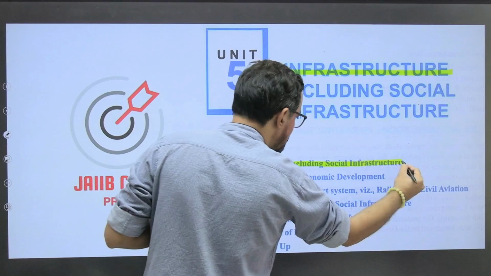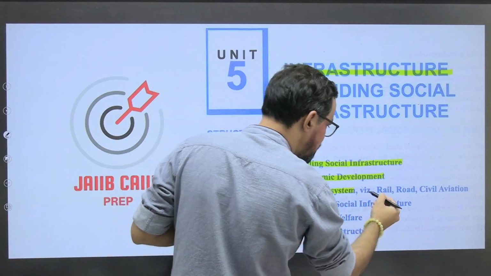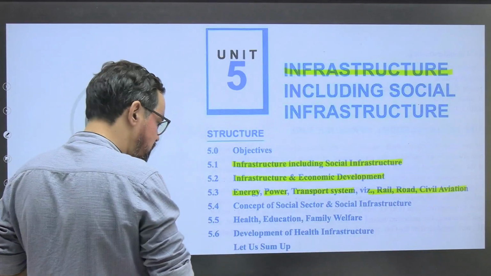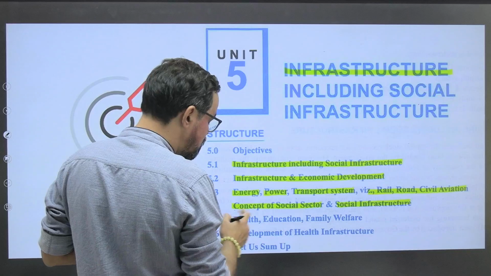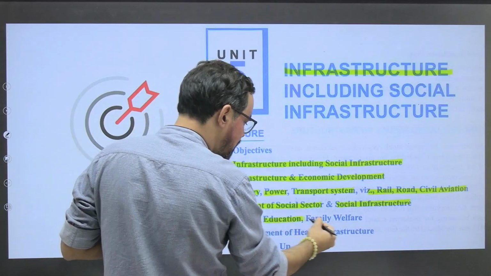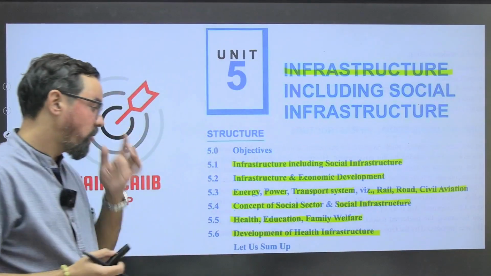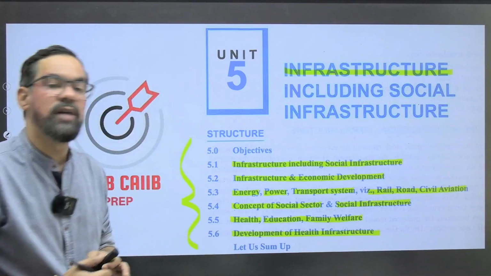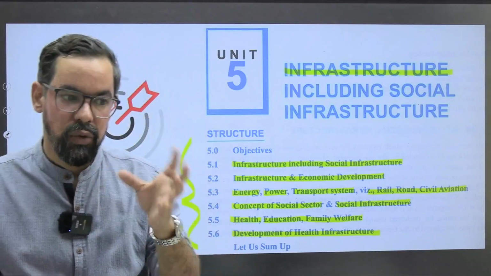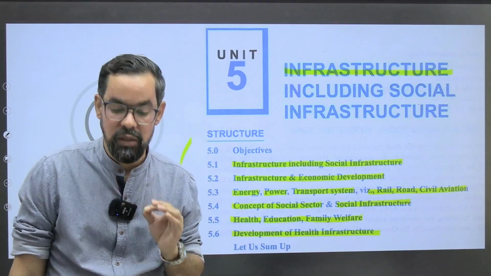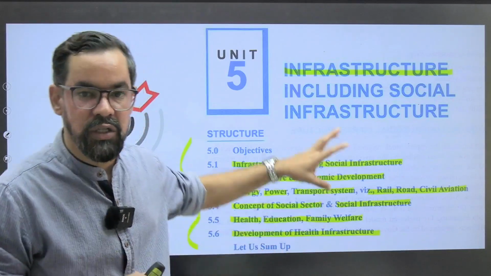Infrastructure including social infrastructure, infrastructure and economic development, energy, power, and transport, which includes railways, roads, and civil aviation. Then the concept of social infrastructure, the social sector and social infrastructure, healthcare infrastructure, education, and welfare generally come under social infrastructure. Then development of health infrastructure. These are the major subtopics of this unit. With the help of 10 to 12 MCQs, we will discuss each and every subtopic of this unit, and this much content is more than sufficient.